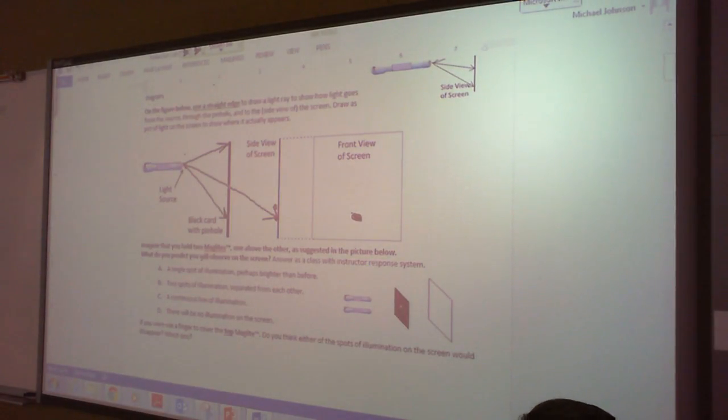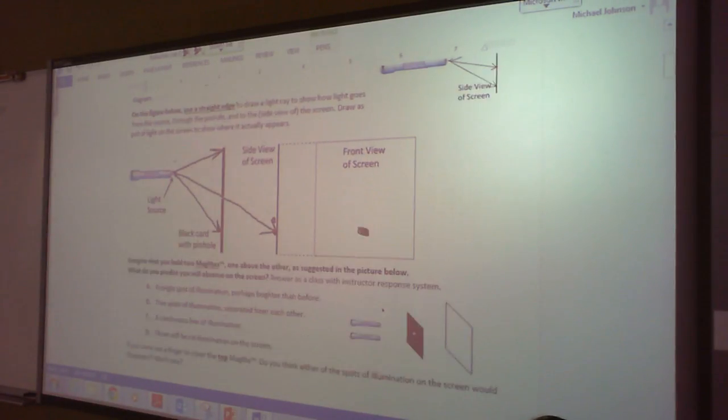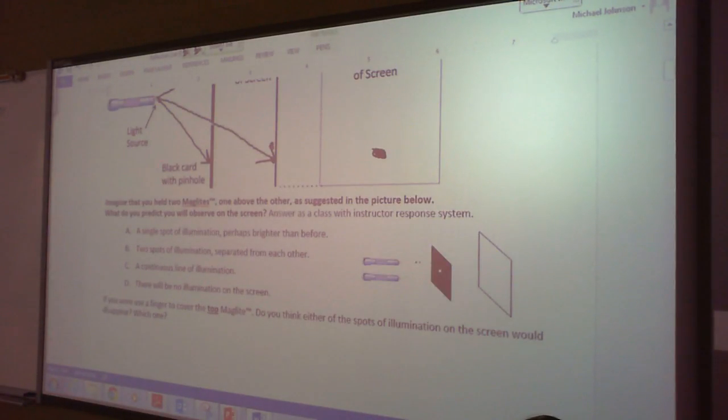So what would happen if we had 2 mag lights, 2 of these flashlights and a single pinhole? What do you guys think will happen? So there's two, but the light from both goes through the same hole. So what's shown here, there's two mag lights, one hole. So we're going to get two bright spots on the screen?